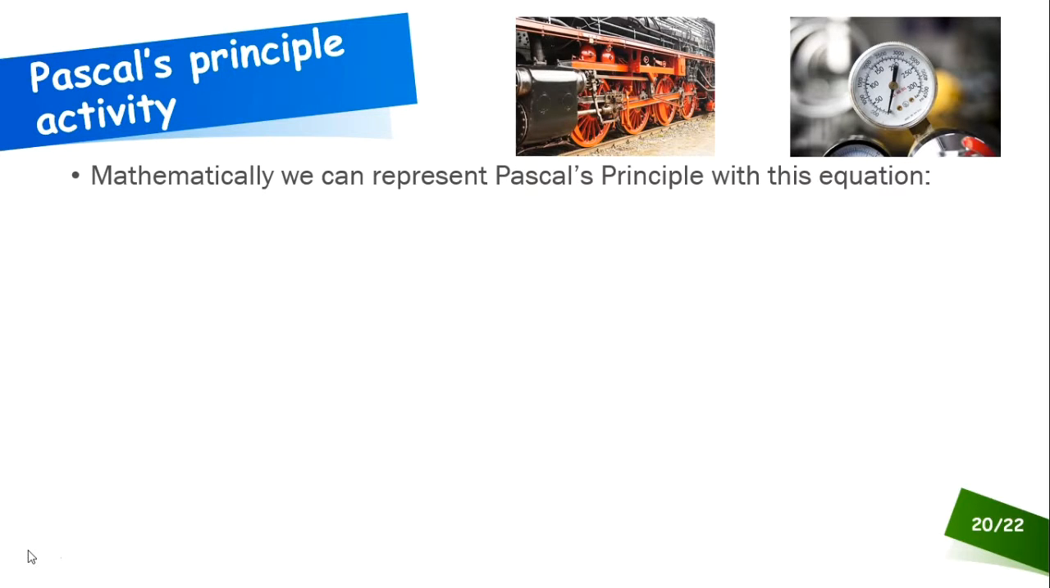Mathematically, we represent Pascal's principle with this equation. F1 over A1 equals F2 over A2, or more commonly, F1 A2 equals F2 A1. So the 1s and the 2s represent the different pistons in the hydraulic pump. So there's piston 1 and there's piston 2. And normally we label one of these pistons as an input piston. So this is where we put the force in, and then we get a force out with the other piston. So one piston is the input piston, and that's typically piston 1. And then the other piston would be the output piston, and that's typically piston 2.